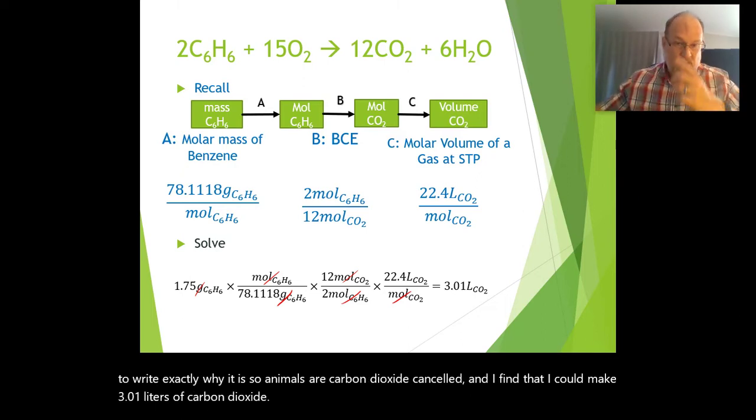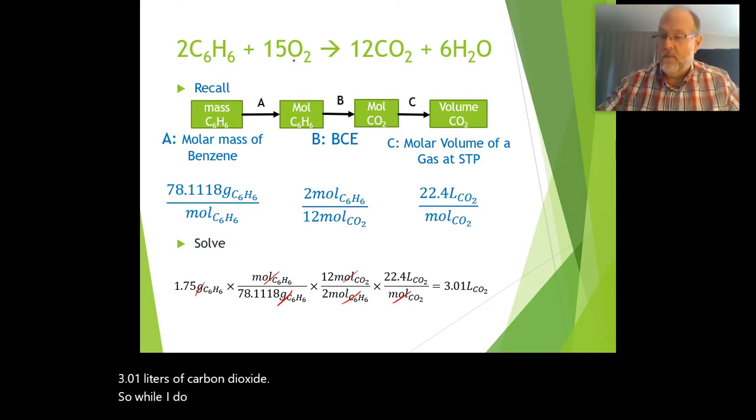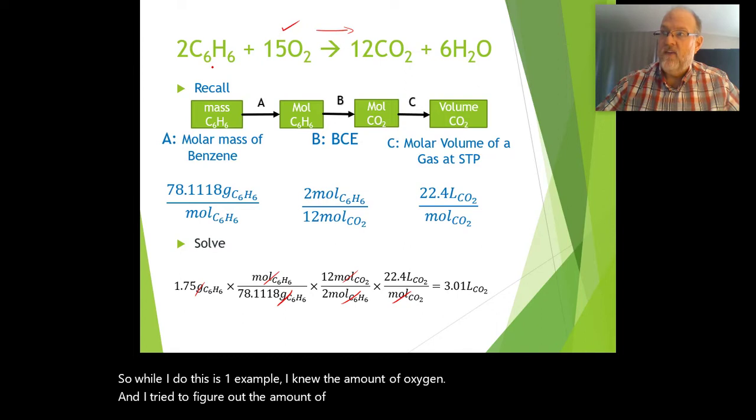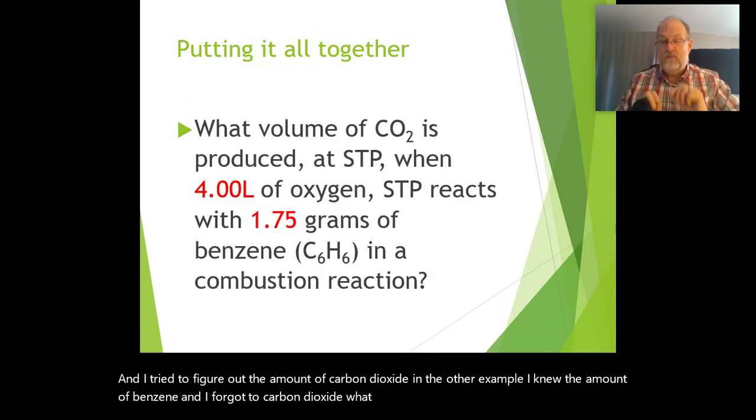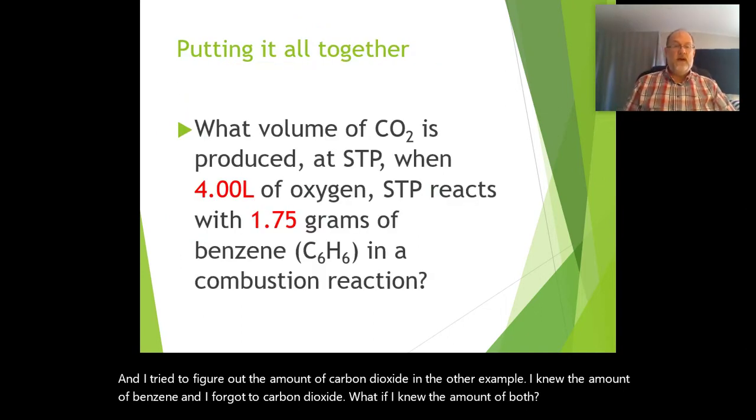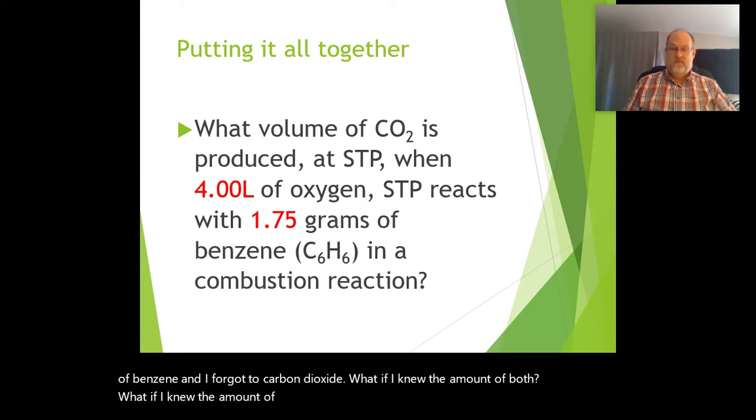So why did I do this? Well, in one example, I knew the amount of oxygen, and I tried to figure out the amount of carbon dioxide. In the other example, I knew the amount of benzene, and I figured out the carbon dioxide. What if I knew the amount of both? What would I do then? Well, I always use an example of how to do this.